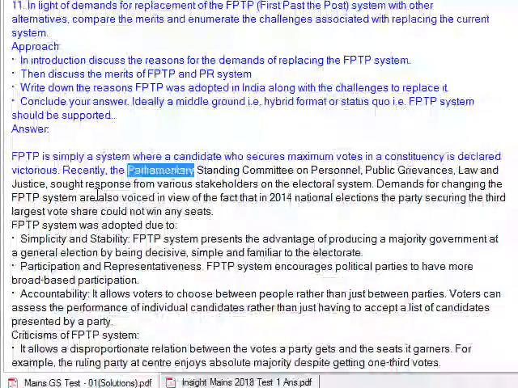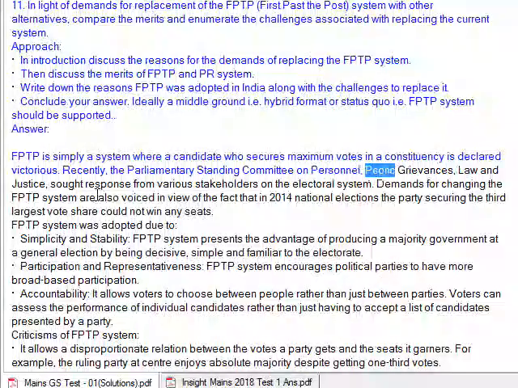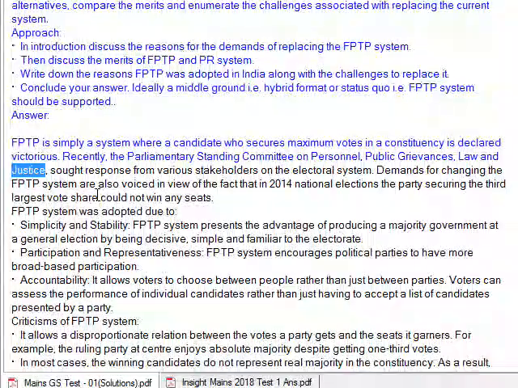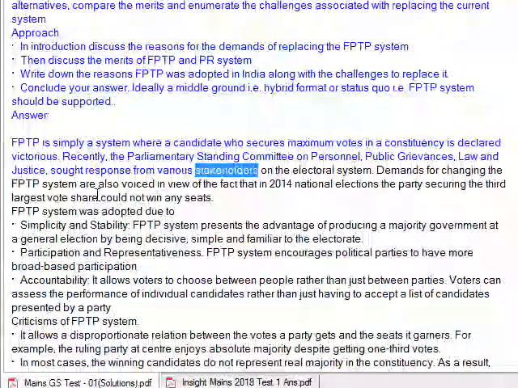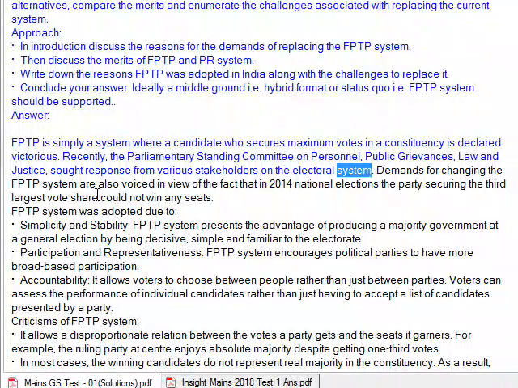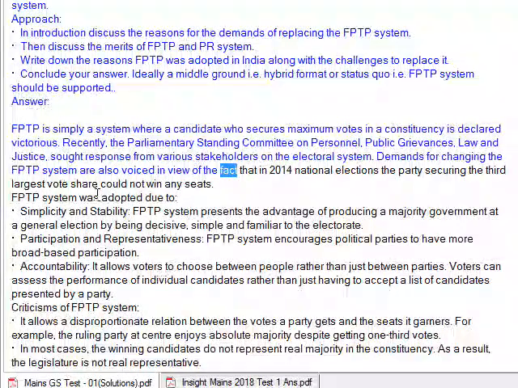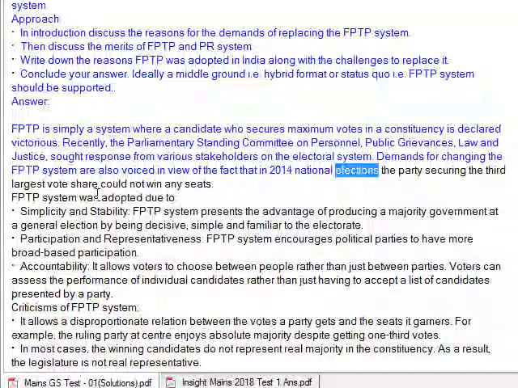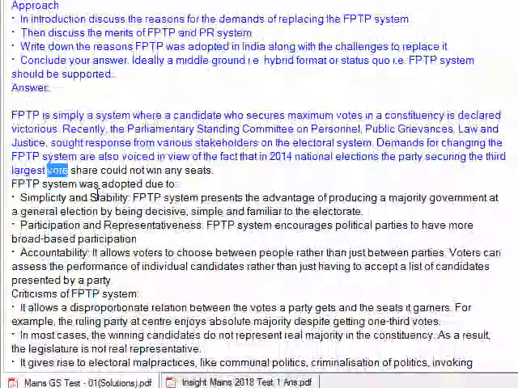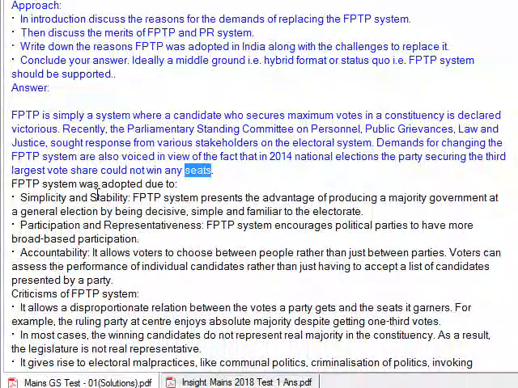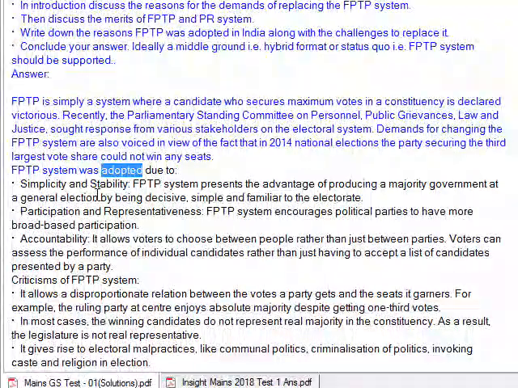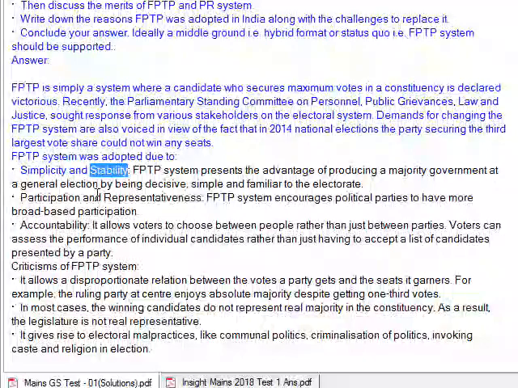Recently, the Parliamentary Standing Committee on Personnel, Public Grievances, Law and Justice sought responses from various stakeholders on the electoral system. Demands for changing the FPTP system are also voiced in view of the fact that in the 2014 national elections, a party securing the third largest vote share could not win any seats. The FPTP system was adopted due to simplicity and stability.